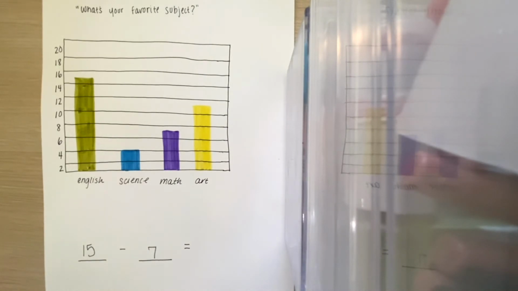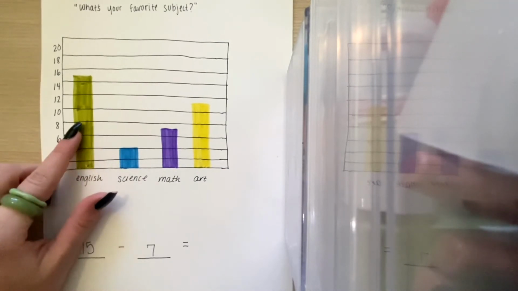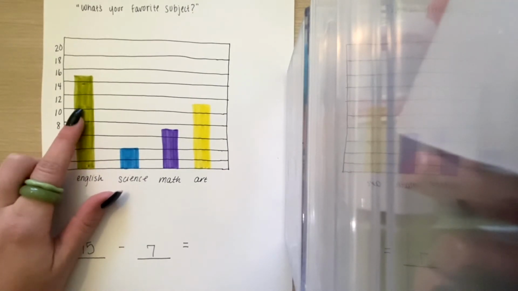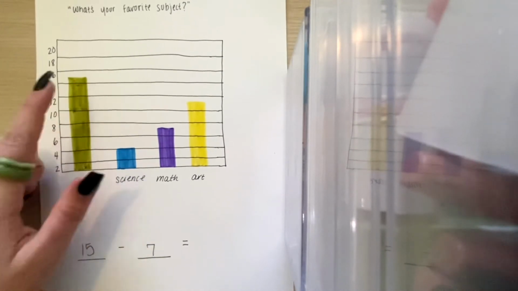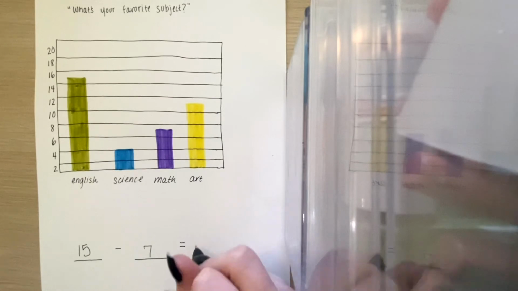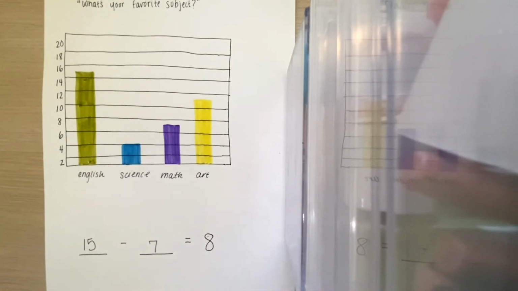If we take 15 minus 7, what do we get? Let's figure it out. So, if we start at 7, we have 8, 9, 10, 11, 12, 13, 14, 15. Therefore, we counted 8 spaces. Therefore, 8 children said that they enjoyed English more than math.